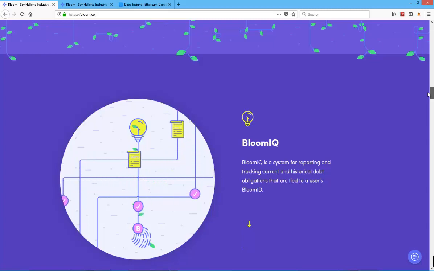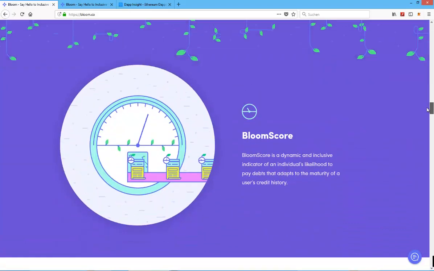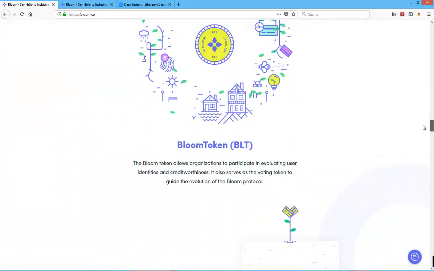And again, these kind of apps like Bloom, decentralized apps, provide actual use cases for cryptocurrencies, and that can only be good for the industry and for cryptocurrencies in general. So yeah, check it out yourself. I think the website is really neat.